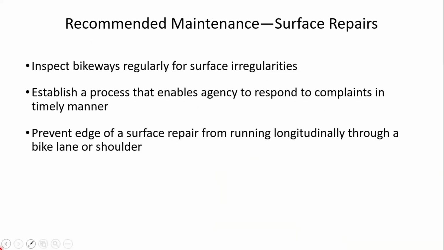Some other recommended maintenance might deal with surface repairs. Inspect bikeways regularly for surface irregularities, keeping in mind that they'll be different and maybe more demanding than for a surface handling motor vehicle travel. Establish a process that enables agencies to respond to complaints in a timely manner, and prevent the edge of a surface repair from running longitudinally through a bike lane or shoulder to create that seam or joint that can adversely affect bicycle operation.